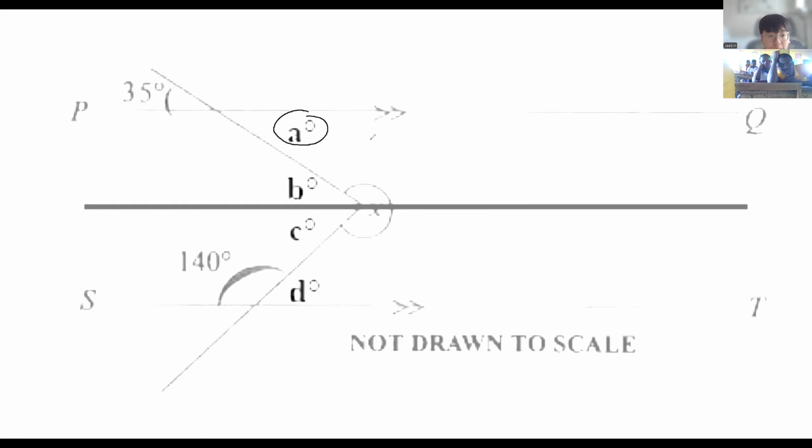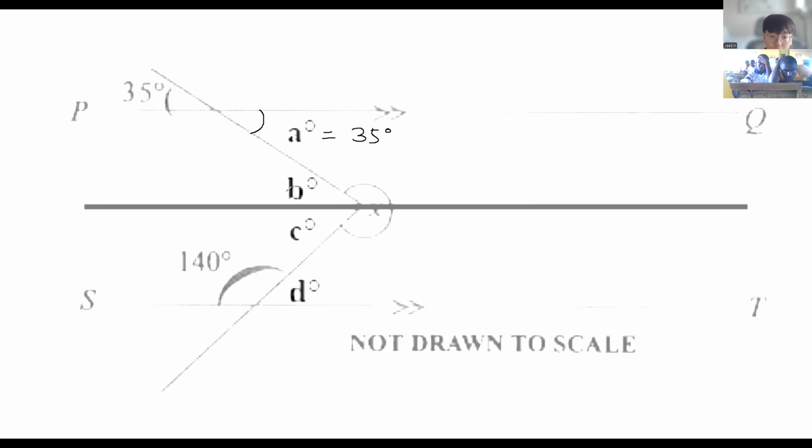Yes, angle A is 35, right? Because this angle is 35. And it is a property of angles that the opposite cross angle is also the same. That's why this is also equal to 35.